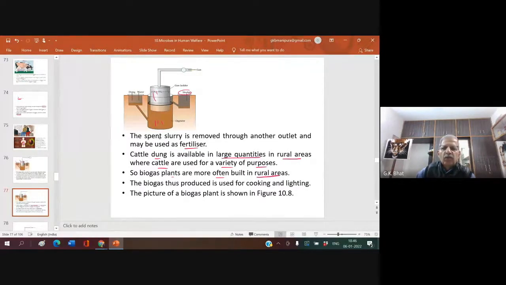The biogas thus produced is used for cooking and lighting. The picture of the biogas plant is shown here. I hope you understood this. Very important for labeling and also for board examination questions: with a neat labeled diagram, describe this biogas plant.